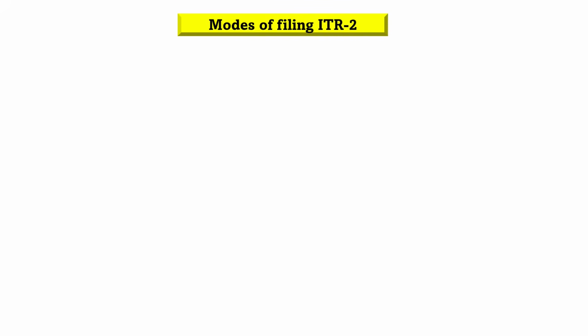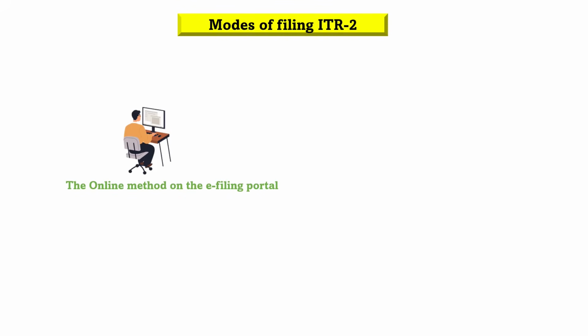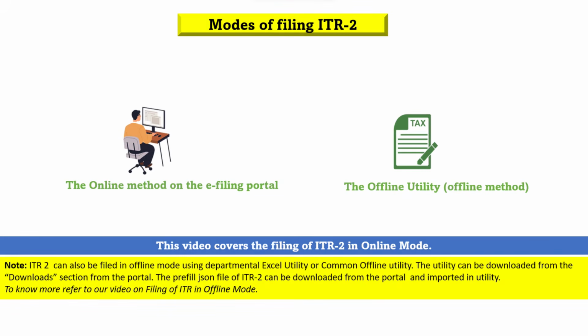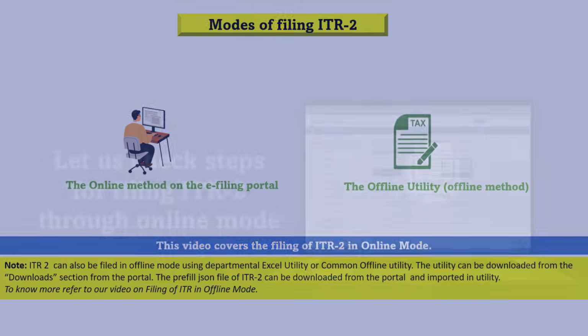Form ITR2 can be filed either in the online mode on the e-filing portal or by using the offline utility. This video covers filing of Form ITR2 in online mode. The form can also be filed in offline mode using departmental Excel utility or common offline utility. The utility can be downloaded from the downloads section from the e-filing portal. The pre-filled JSON file of Form ITR2 can be downloaded from the portal and imported in the utility. To know more, you may refer to our video on filing of income tax return in offline mode.